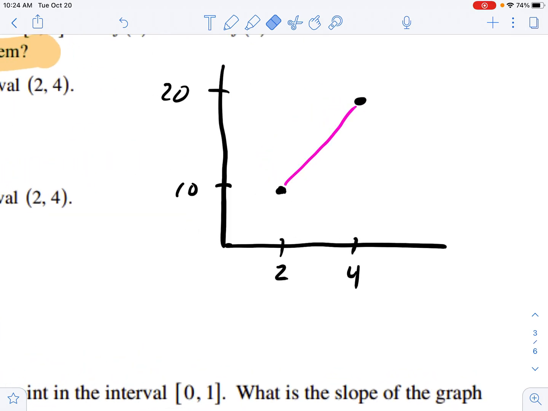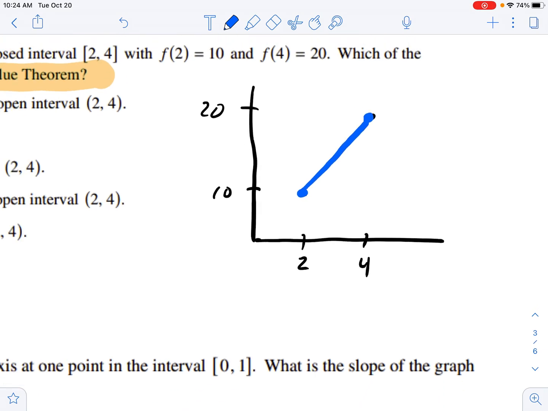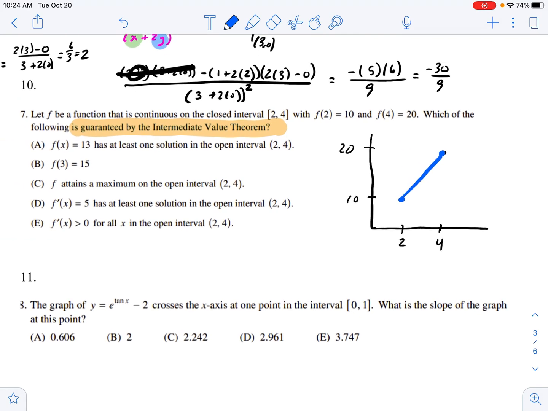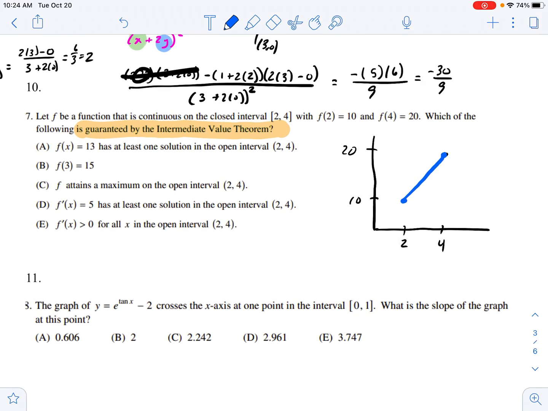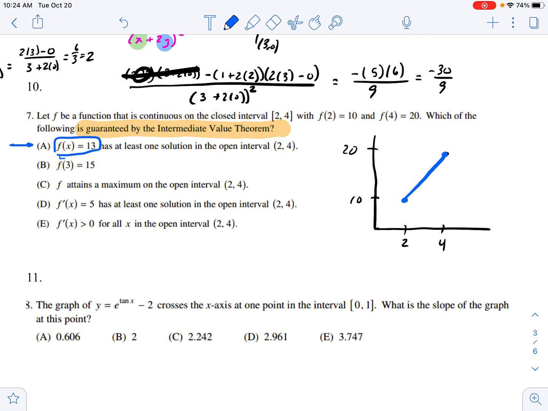And this is going to be true for all of them, though, but because this is continuous, to go from this y value to that y value, eventually you're going to hit every single y value in between, okay? And so as we look at these answers, let's take a look. A says f of x equals 13 has at least one solution on the interval from 2 to 4.